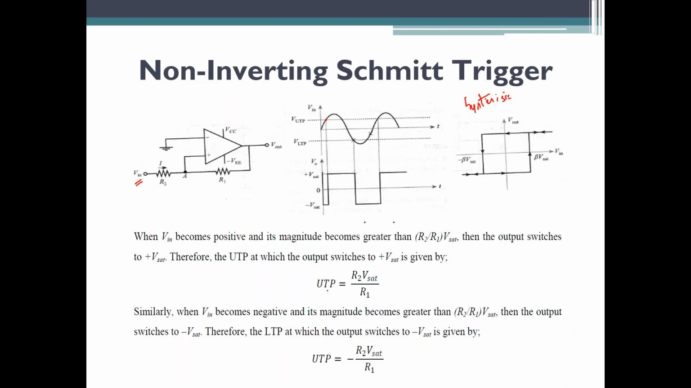UTP is given by R2 into V saturation divided by R1. LTP is given by R2 into minus V saturation divided by R1. You can find out V hysteresis, and you can get the formula with respect to V hysteresis also. So this is with respect to your split trigger circuit.